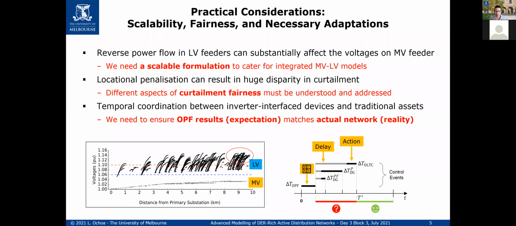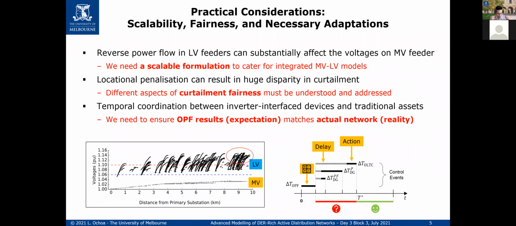We're talking about people that bought their photovoltaic system or the electric vehicle, their battery, whatever it is. How do we implement fairness here? That is not easy, because being fair also means that you might not be necessarily very efficient. So we will discuss that as well. And there are other aspects. Temporal coordination is very important.